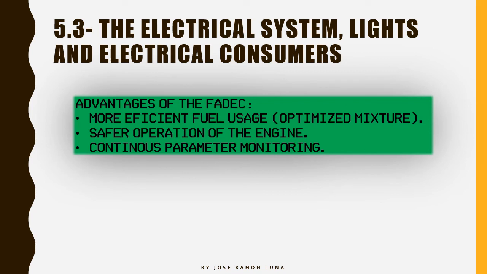Okay, we have a diesel engine, we can optimize that engine, so let's give the CPU the information about the engine, and the CPU is going to lean or adjust the mixture to get the maximum efficiency at all times. It's also going to be safer. It's not going to allow you to break the engine on purpose. Like if you move the throttle around, the FADEC is going to say, whoa, this guy is going crazy. I'm just not going to do that, right? And continuous parameter monitoring.